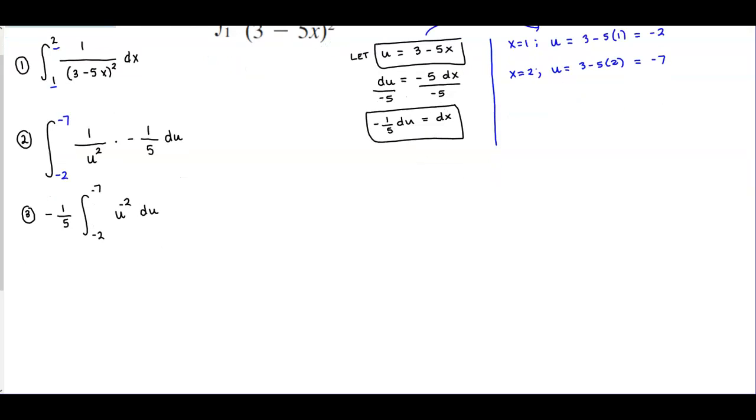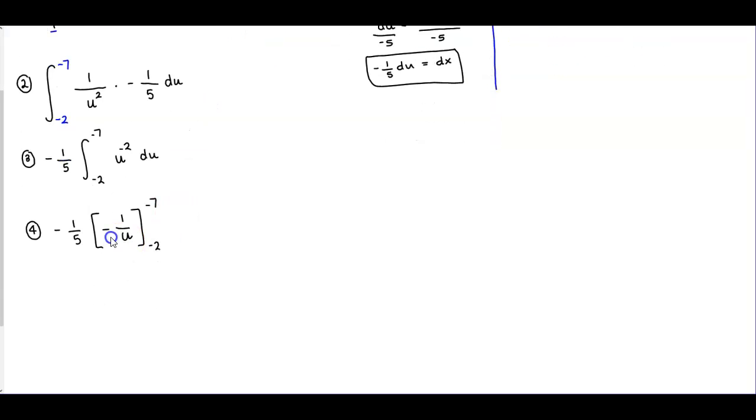Okay, now let's find the antiderivative of this. So now we have negative 1/5 times the antiderivative of u to the negative 2, which is negative 1 over u, with a lower limit of negative 2 and an upper limit of negative 7. Okay, now let's factor out this negative, because this negative times this negative is going to make this a positive. So we have 1/5 times positive 1 over u, with a lower limit of negative 2 and then negative 7.